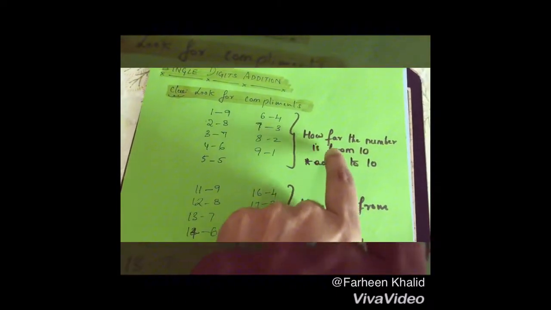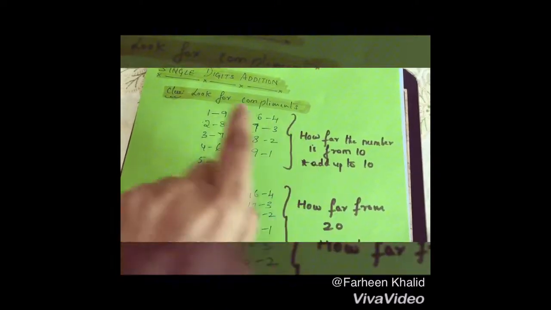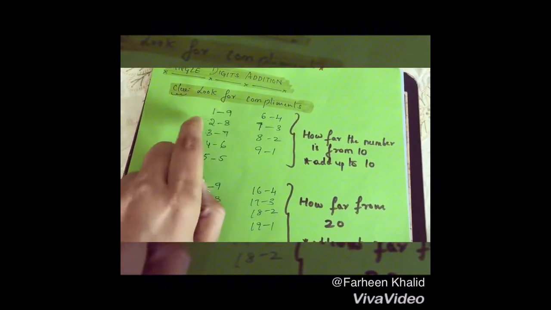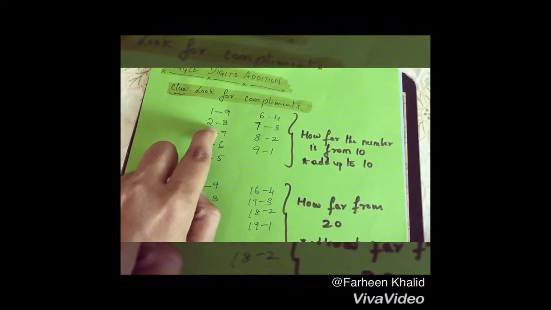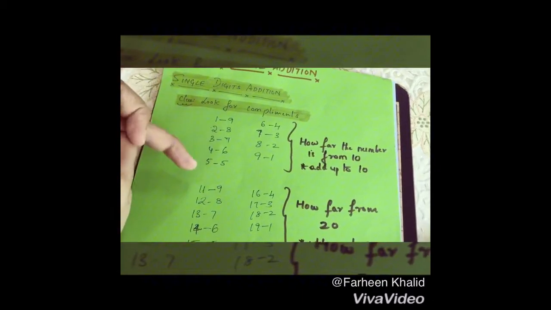So it's like how far from the first number is 10. How far from 1 is 10? 9. How far from 2 is 10? 8. That's how we find the complement for the single digits.